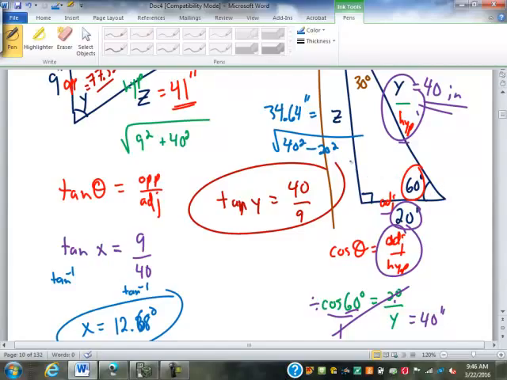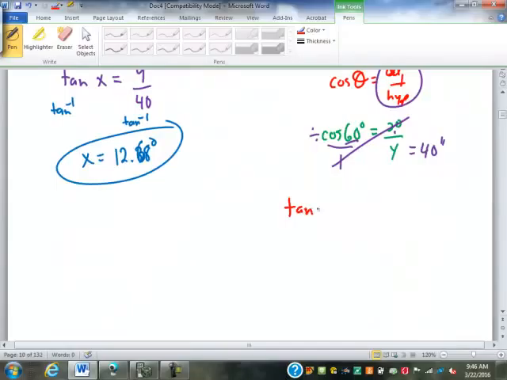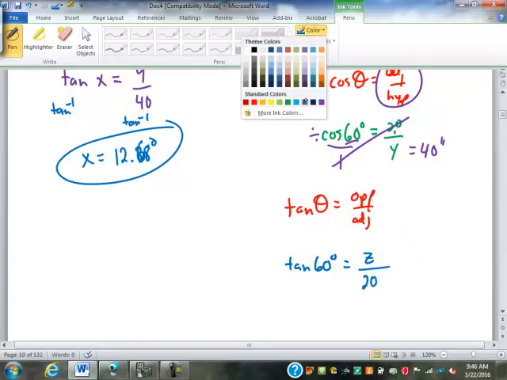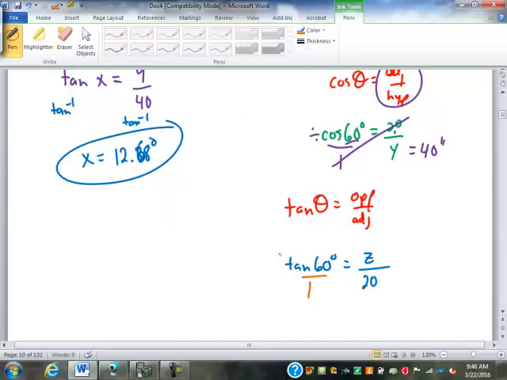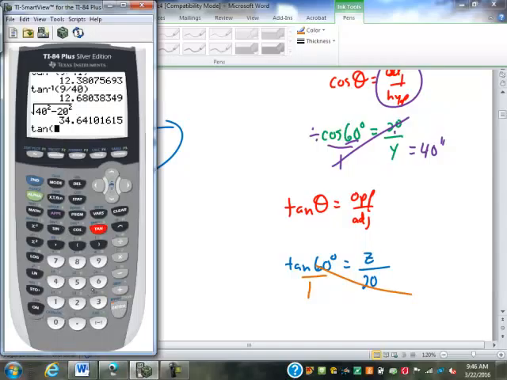Yes, there is. If I go back to my 60-degree angle, Z would be the opposite side. I'm given the adjacent, I'm looking for the opposite. That would be a tangent. Tangent is opposite over adjacent. So I fill in my 60 degrees for the angle. The opposite side is Z that I'm looking for. The adjacent side is my 20. Put this over 1. I'm just going to cross multiply. Z is tangent of 60 times 20 divided by 1. Tangent of 60 is... oops.